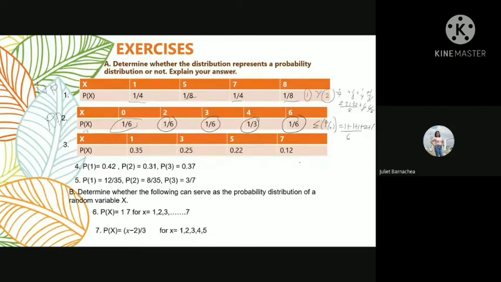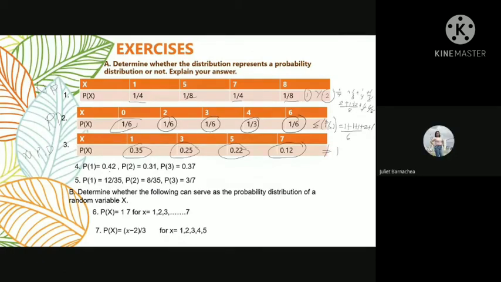Number 3. For condition number 1, it's a yes. The probability are between 0 and 1. But how about the sum? Ang sum niya ay 0.35 plus 0.25 ay 0.60. Ito, 0.43 o lampas. This is not equal to 1. So therefore, it is not a probability distribution. Can you follow? Yes, ma'am.